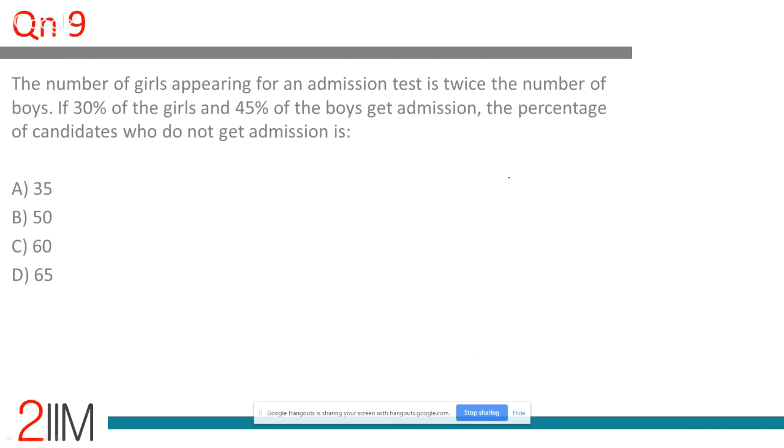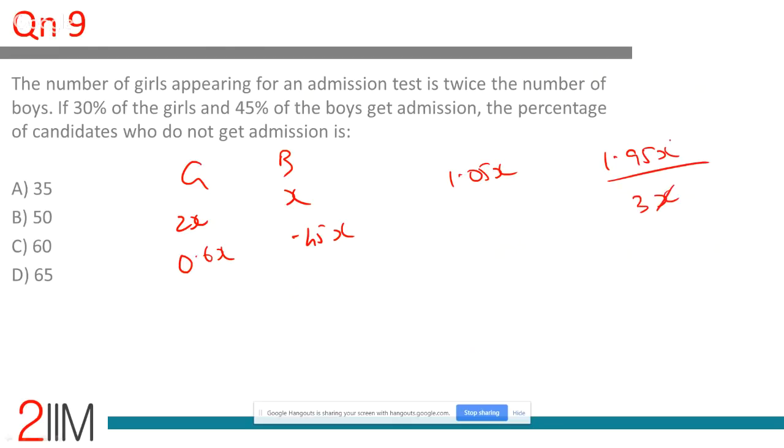Done. The number of girls appearing for an admission test is twice the number of boys. Girls, boys, X, 2X. If 30% of the girls and 45% of the boys, 0.6X, 0.45X. And the percentage of total candidates who do not get admission. Those who get admission is 1.05X. Do not get admission is 1.95X. Divided by 3x, 65%. You're looking at this. Got it done. Again, good question, simple question.